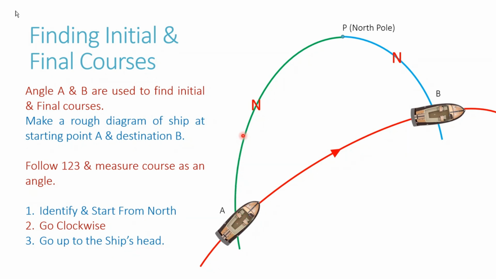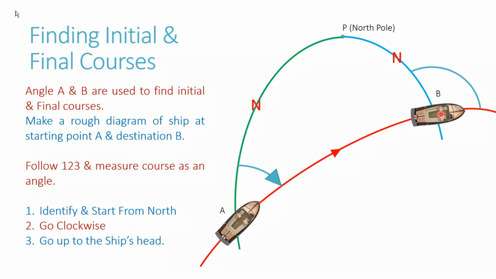So starting from north, let's come to our initial position A first. Starting from north, I move in the clockwise direction represented by this light blue color arrow. So starting from north, going clockwise, I go up to the ship's head. Now this angle basically gives me my initial course.